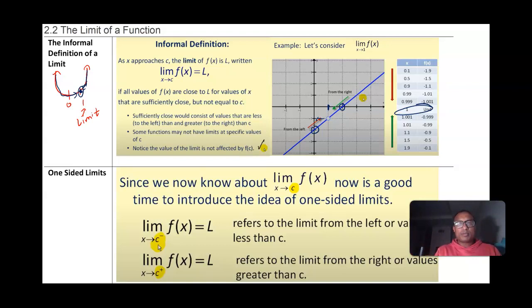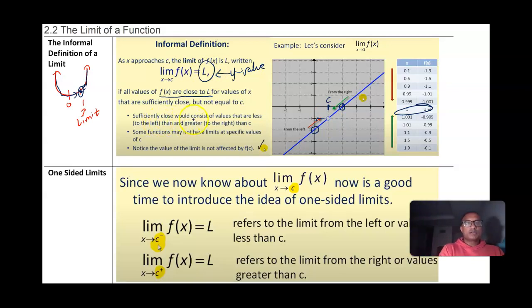An informal definition is: as x approaches a value c, in this case c is 1, the limit of f(x) is L, written as the limit as x approaches c of f(x) equals L. What it means is that all the values of f(x) are close to a y value of L, this y value here. As the graph approaches an x value of c, if the y values approach a y value of L, then that is the limit.